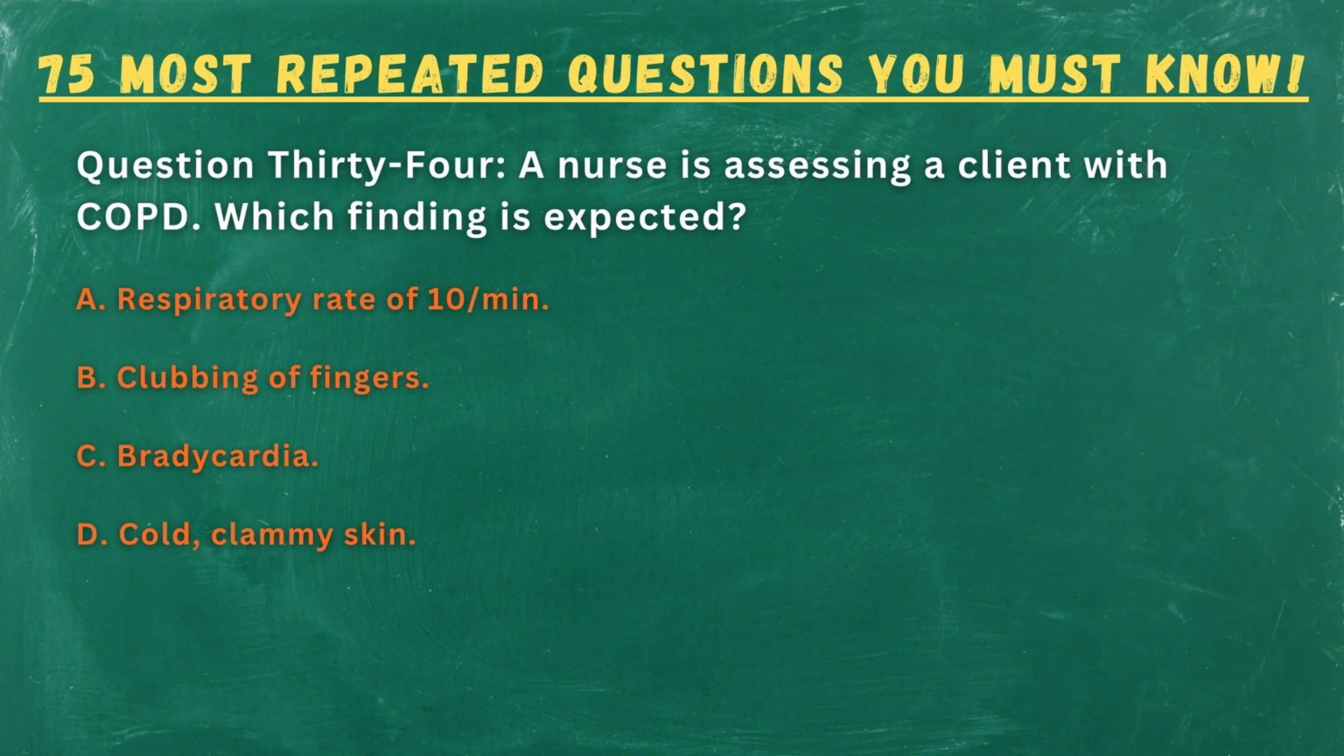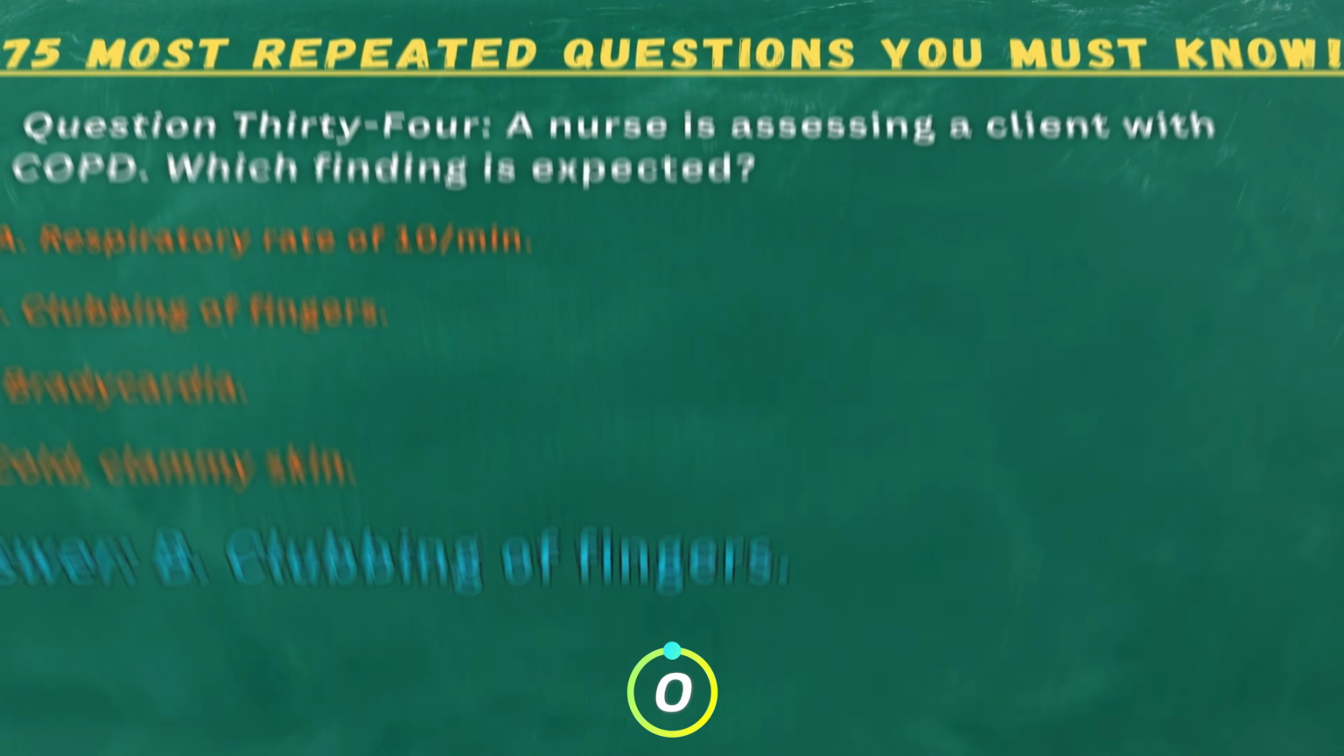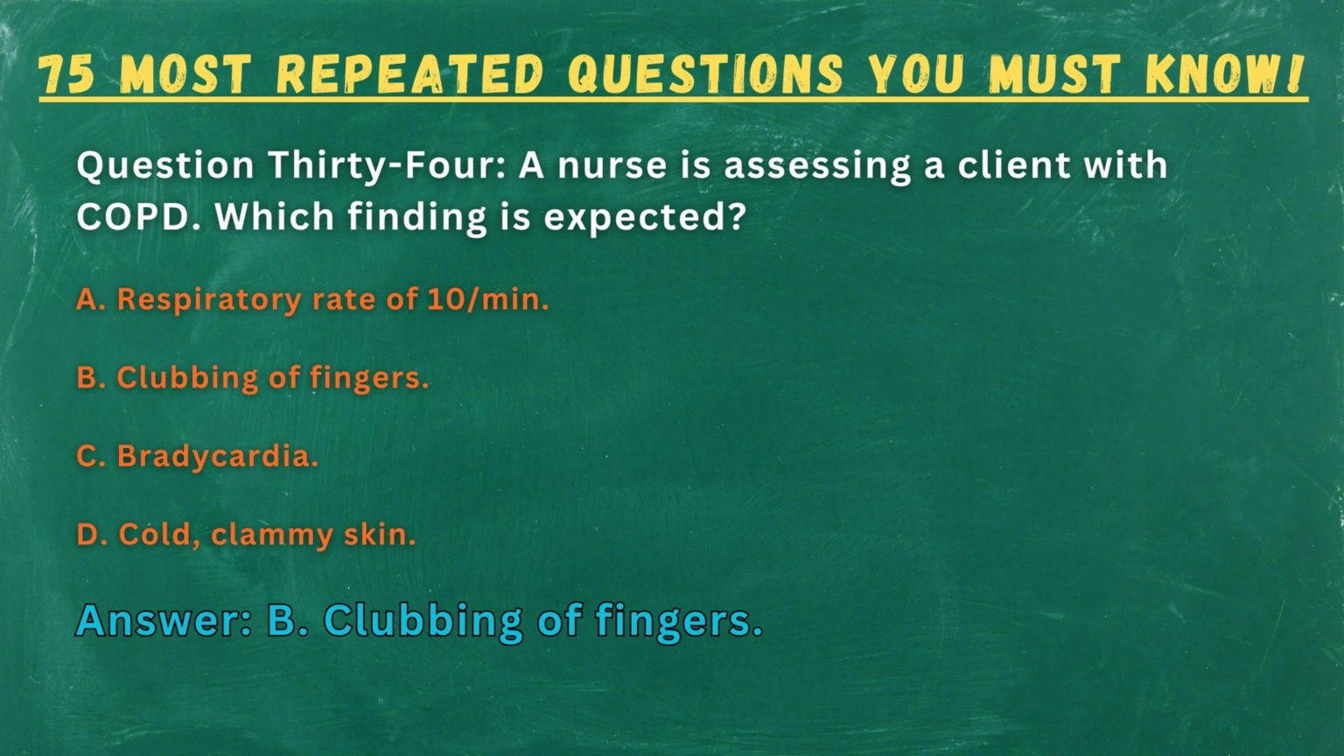Question 34. A nurse is assessing a client with COPD. Which finding is expected? A. Respiratory rate of 10 per minute. B. Clubbing of fingers. C. Bradycardia. D. Cold, clammy skin. Answer: B. Clubbing of fingers.